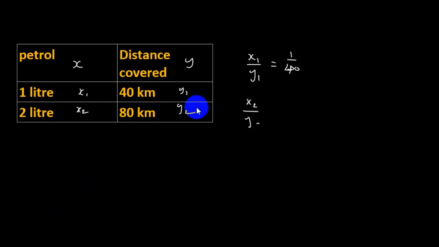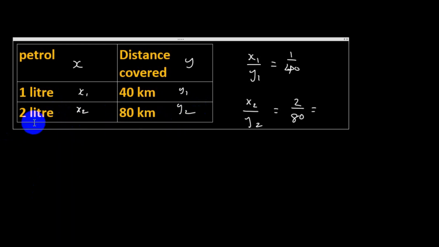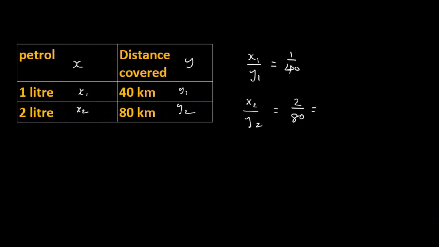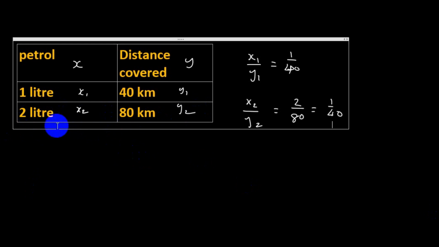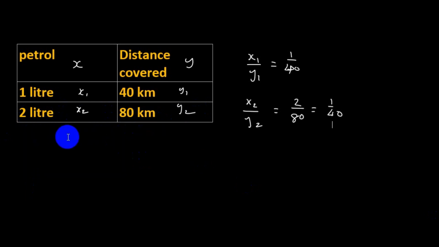X2 divided by Y2 will be what? X2 divided by Y2 is equal to 2 by 80. That is 2 divided by 80, which we see is 1 by 40. And if we take some other values, if it is 3 here, it will be 120 here. Therefore 3 by 120 again will be 1 by 40.